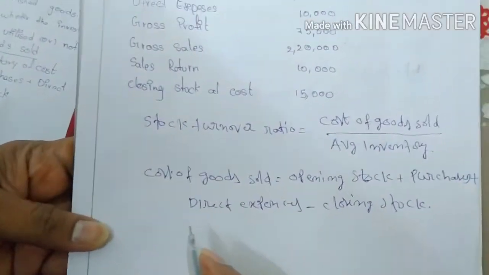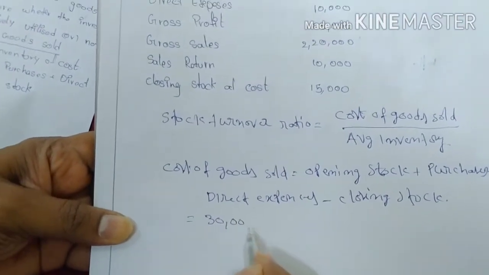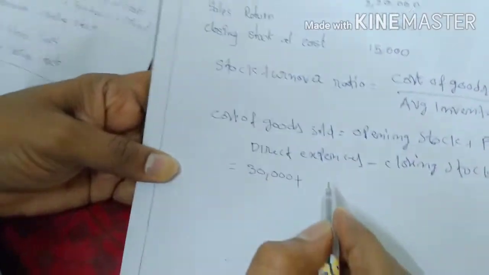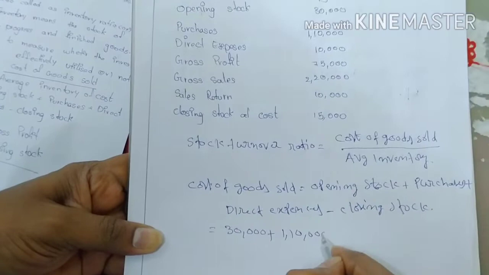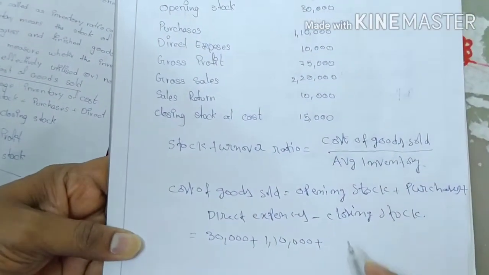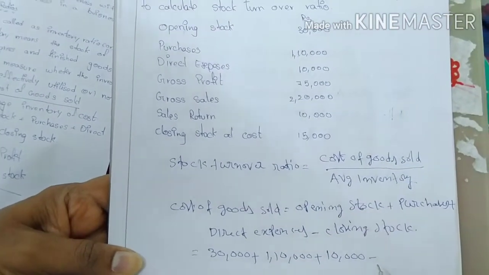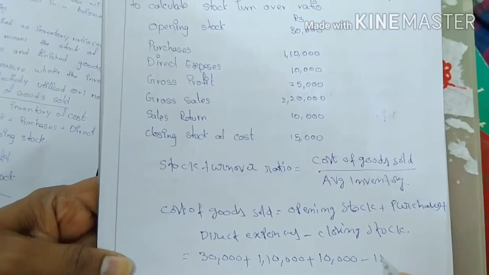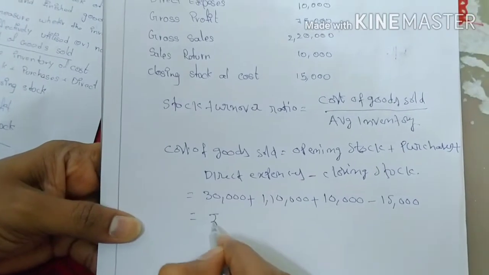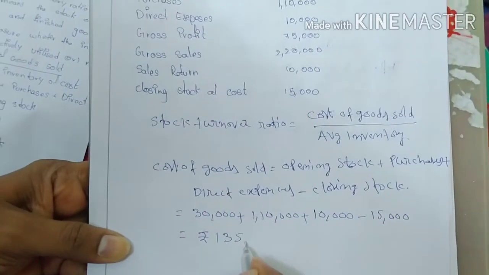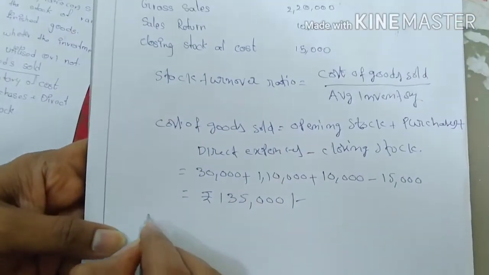So here opening stock 30,000, that is equals to 30,000 plus 1,10,000 plus 10,000 minus 15,000, that is equals to rupees 1,35,000. Now we will see average inventory.